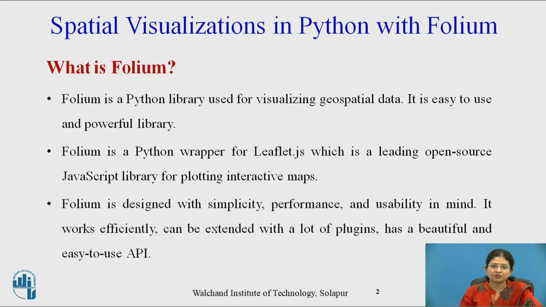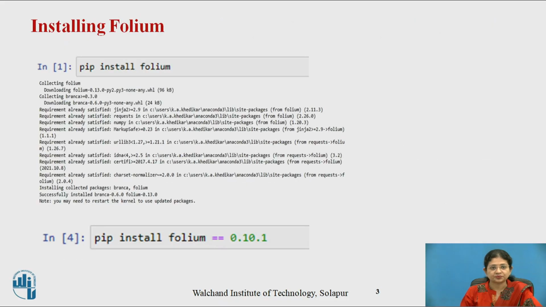Folium is a Python library used for visualizing geospatial data. It is an easy to use and powerful library. Folium is a Python wrapper for leaflet.js, which is a leading open source JavaScript library for plotting interactive maps. Folium is designed with simplicity, performance and usability in mind. It works efficiently and can be extended with a lot of plugins and has beautiful and easy to use APIs.